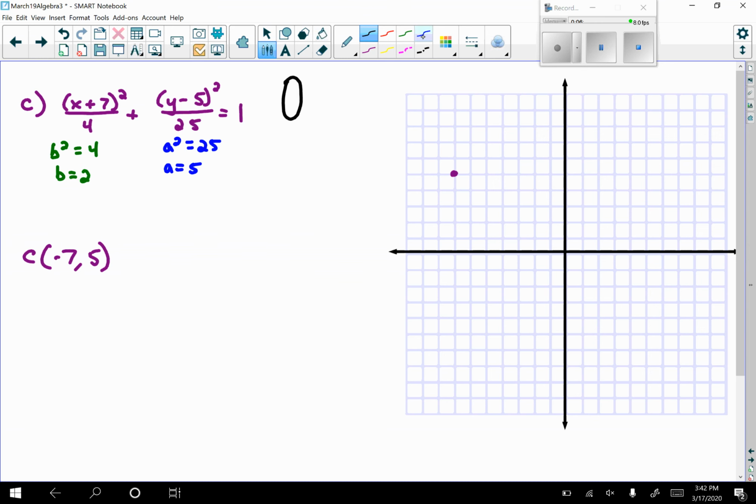So I'm going to count up 5 and then down 5. My major axis will run through those. My minor axis is going to be formed by going 2 to the right and 2 to the left. And we will draw our ellipse now.